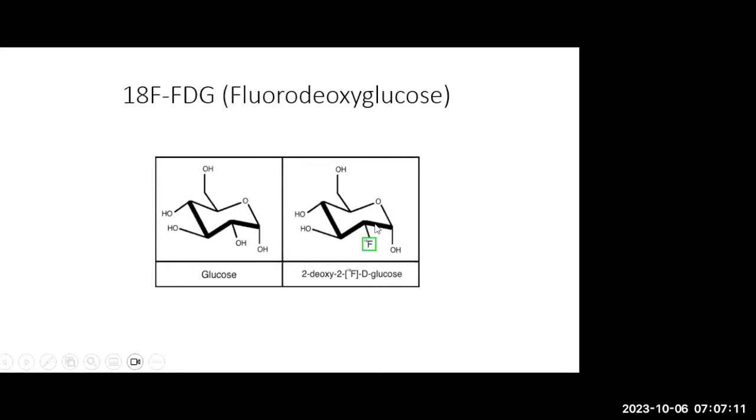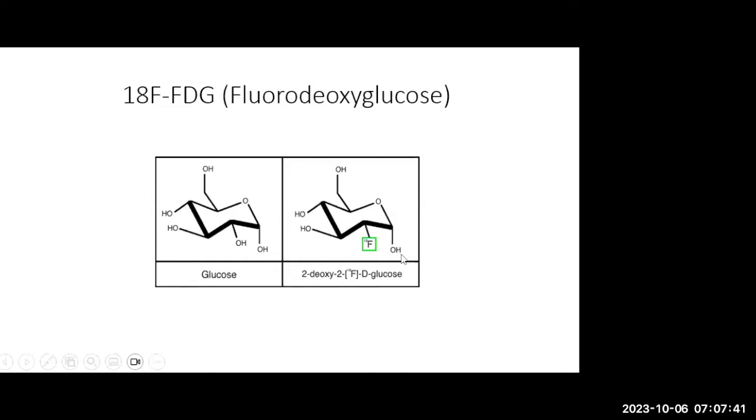Basically, the only difference is that the hydroxyl group from the C2 position has been replaced by the fluorine-18 radioisotope, which is the radioactive part of this molecule. It's going to make it possible for those detectors to detect, pardon the redundancy, these areas of increased metabolism in the body.